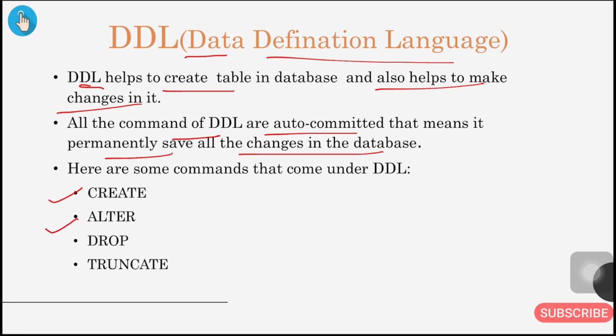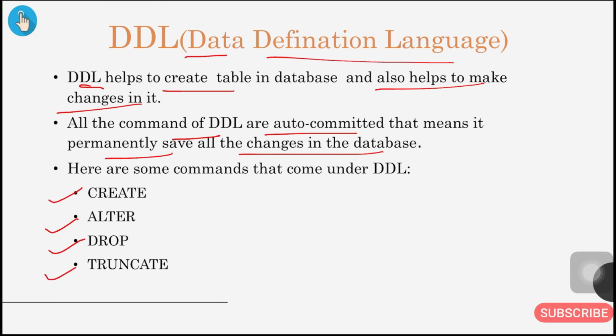Now the alter command. You have created your table, and in those tables there are different columns. If you want to change the data type of a column or change the name of a column, alter is used. Now it comes to drop. If you want to delete the whole table or database, drop is used.